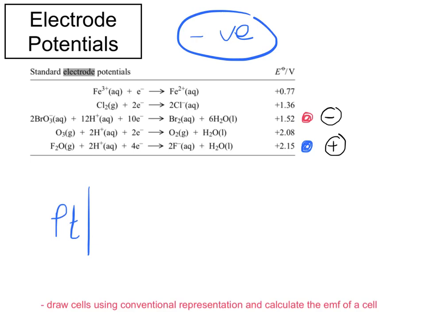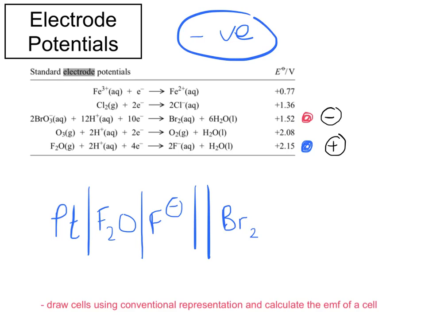So what we'll have is a phase boundary, and then you can see that F2O is a gas, so that's going to be pumped over the platinum. Then another phase boundary between F2O and the F- aqueous solution. Then the aqueous solution of F- is going to be connected to the aqueous solution of BrO3- and Br2 by a salt bridge. So we've got a double line, then we have the Br2, BrO3- because they're both in the same phase, and then another line, and then the electrode which connects these together. So that would be the cell representation of these two.